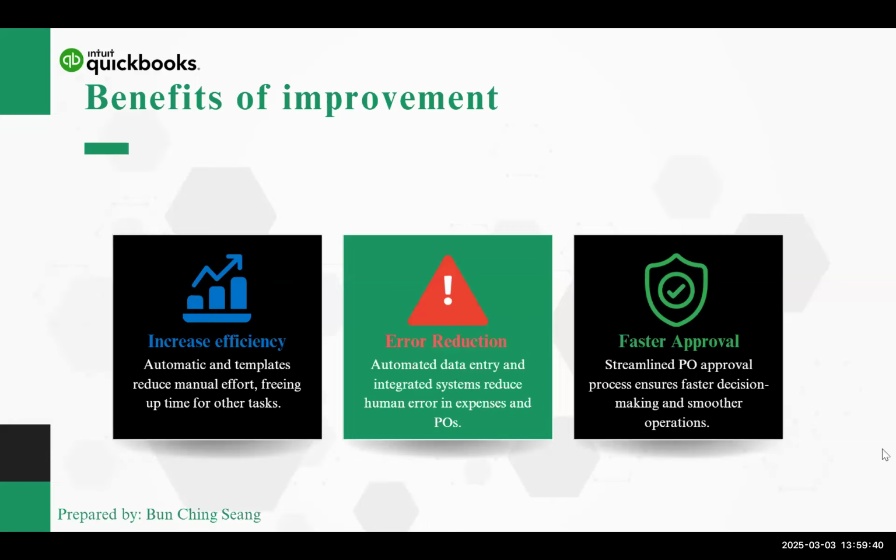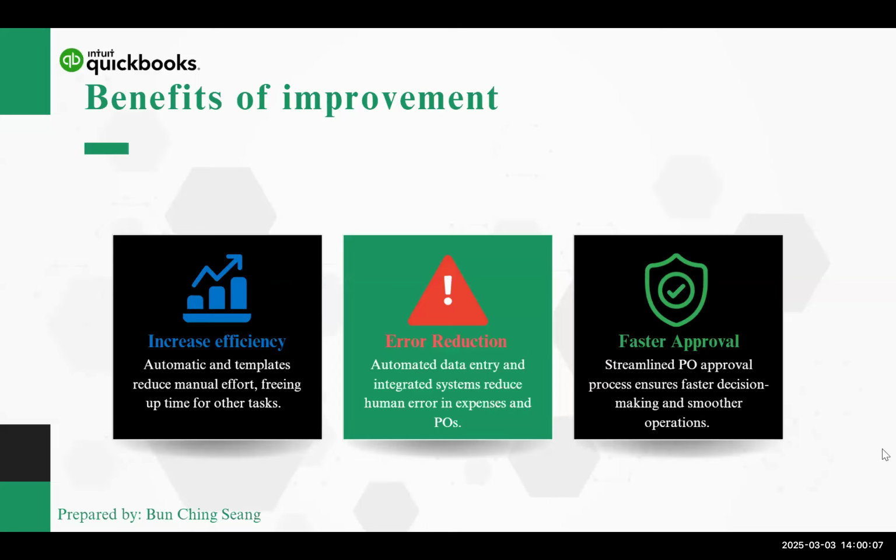So QuickBooks flags inconsistencies and suggests corrections, preventing costly errors. The last point, the audit trail feature, keeps a detailed log of changes made to financial data, helping track modifications and prevent fraud.